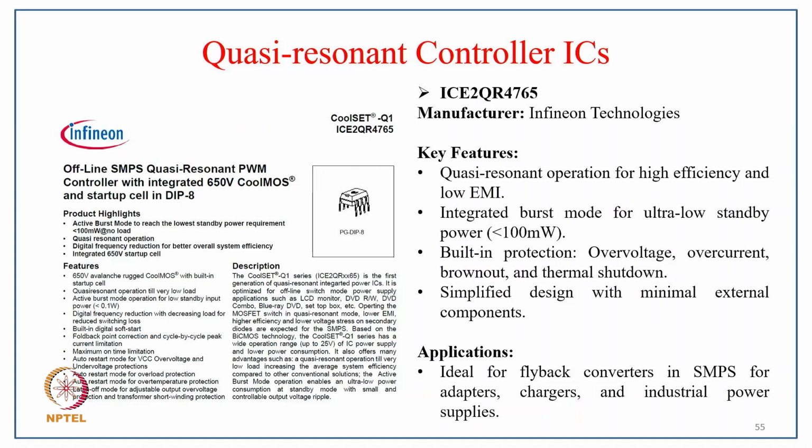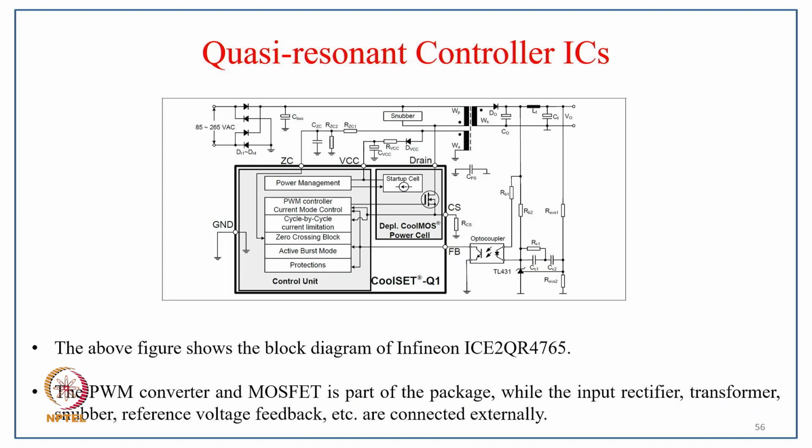And this is typically the chip detail of the manufacturer Infineon, the ICE2QR4765, and the SKU details are given here. The key features are quasi-resonant operation at high frequency with low electromagnetic interference, integrated burst mode for ultra low standby supply of less than 100 milliwatt, built-in protection with overvoltage, overcurrent, brownout and thermal shutdown, and simplified design with minimal external components. The application is ideal for flyback converters in switch mode power supplies for adapters, chargers and industrial power supplies.